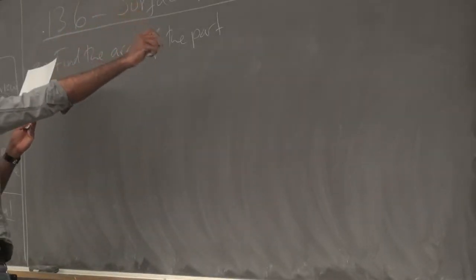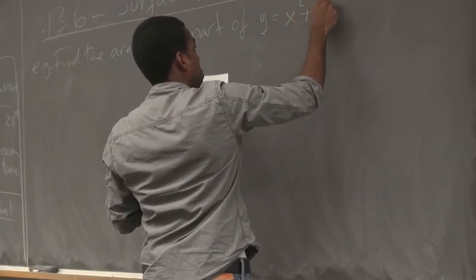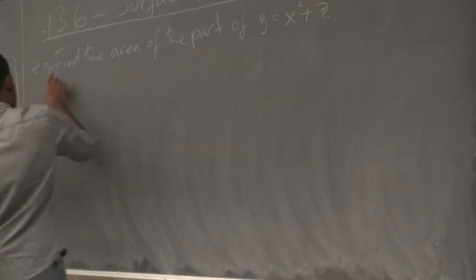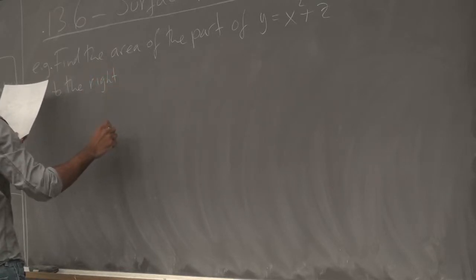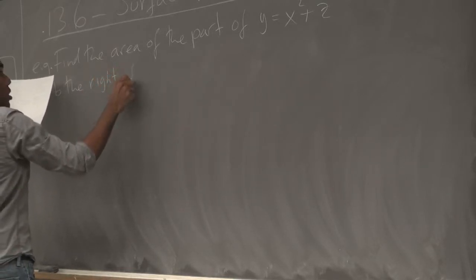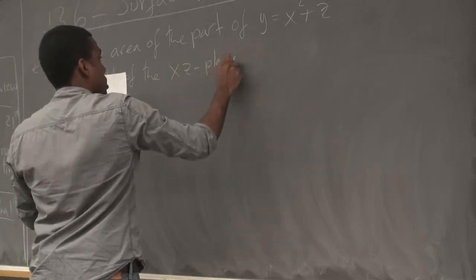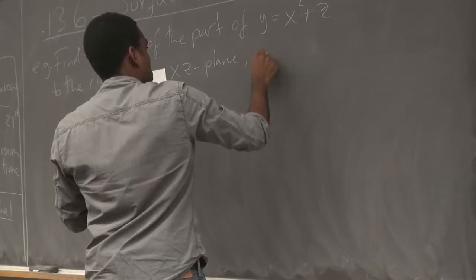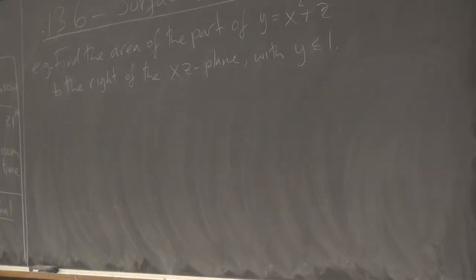Find the area of the part of y equals x squared plus z squared to the right of the... Okay, try to set that up.